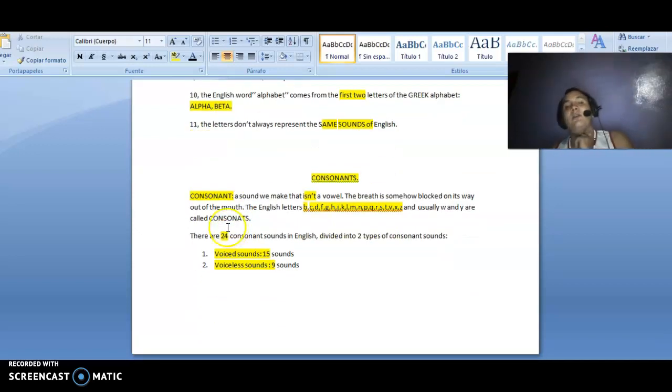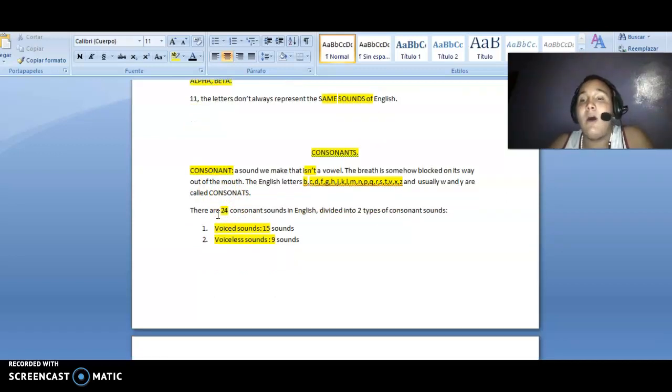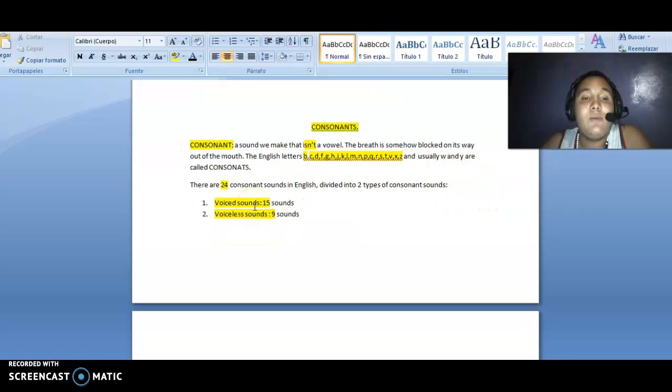Well, now we're going to explain the consonants. A consonant sound is made when there is a wall: the breath is somehow blocked on the way out of the mouth. The letters B, C, D, F, G, H, J, K, L, M, N, P, Q, R, S, T, V, X, Z, and usually W, H, and Y are called consonants. There are 24 consonant sounds in English, divided into two types.